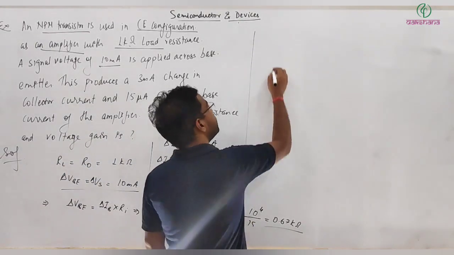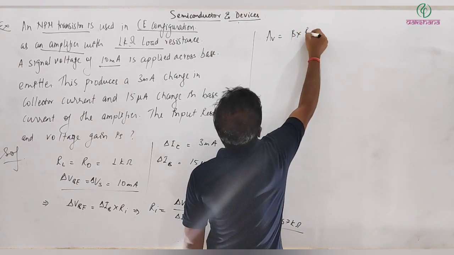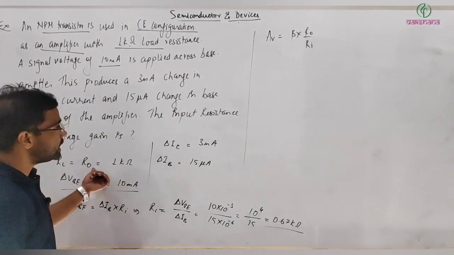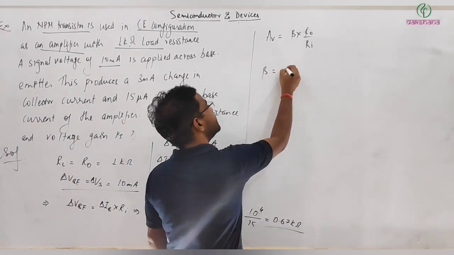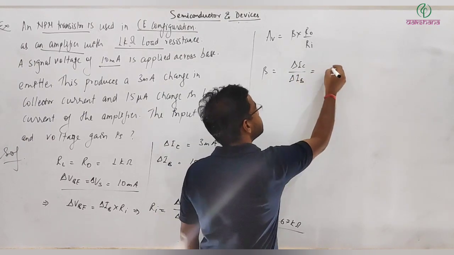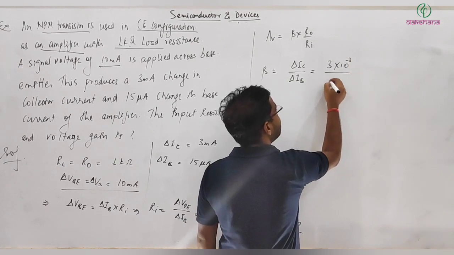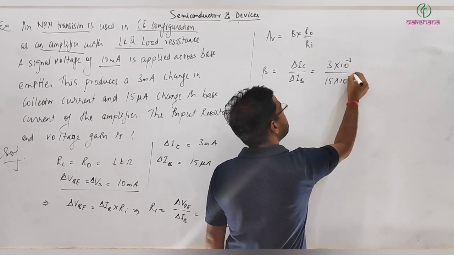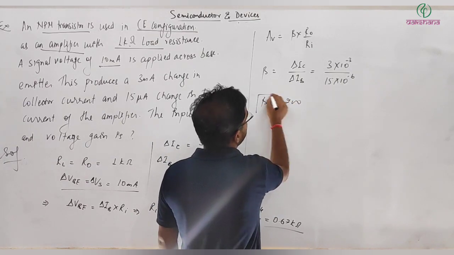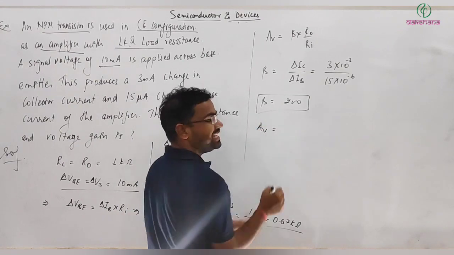So voltage gain, we know AV is equal to beta times R output by R input, and I need beta. We already have the relation, beta is delta IC divided by delta IB, and this is 3 milliampere divided by 15 microampere minus 6. So this is coming out to be beta is 200.